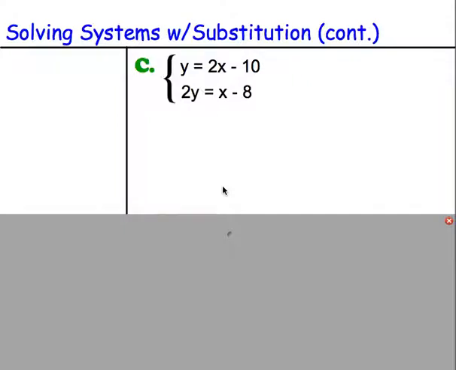And solve this problem on your own, and then press play when you've done solving it, and that way we can check to see if you're doing it correctly. All right, let's go ahead here.